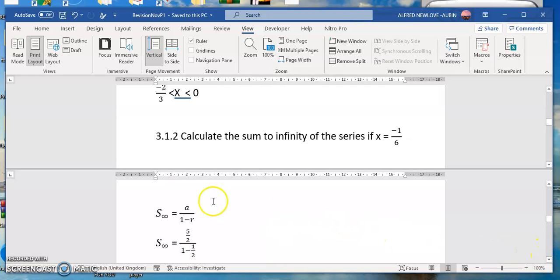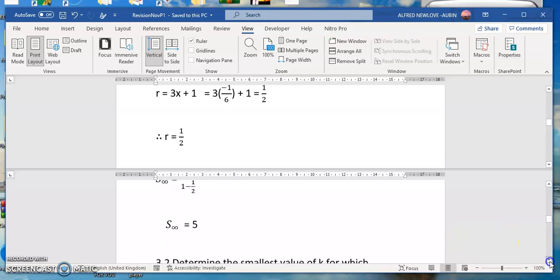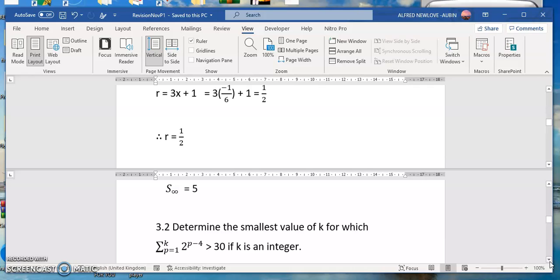Then you use this formula. Our a is 5/2, over 1 minus our r. Remember, we found our r to be 1/2. So when you substitute, we are going to get 5. Let me just show you r. What we had for r there, it was 1/2. This is our r. We calculated it. So sum to infinity is 5. Then the question continues to say: determine the smallest value of k for which this holds, if k is an integer.